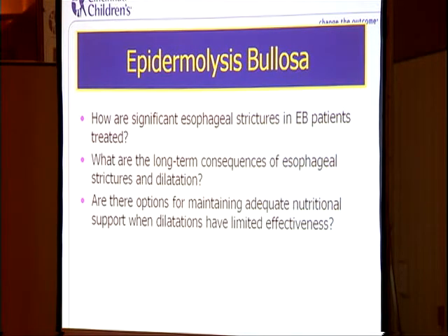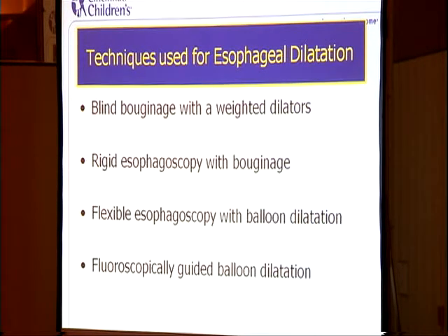So how are these strictures treated, and what are the long-term consequences, and what are the other options when things don't work out and dilatations have limited effectiveness? So in the past, bougienage was just sort of a blind stretching of the esophagus with a weighted dilator.